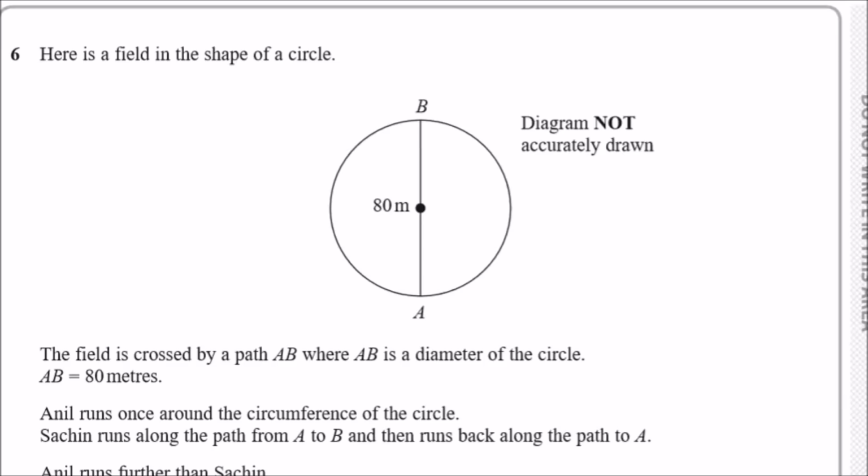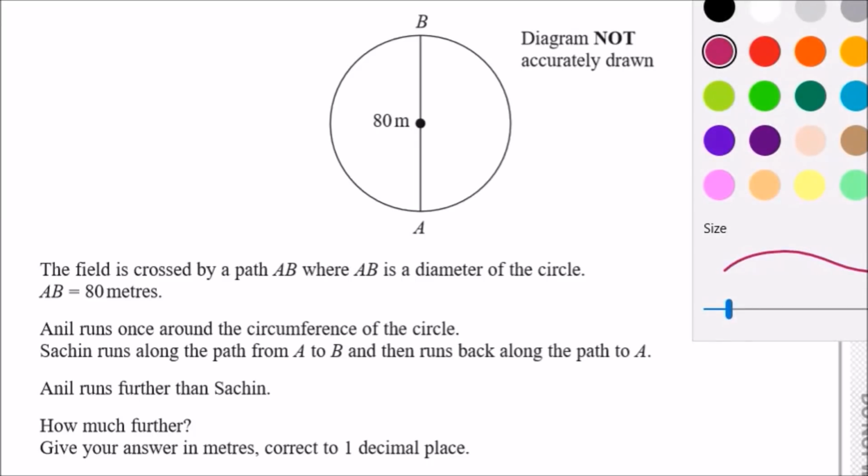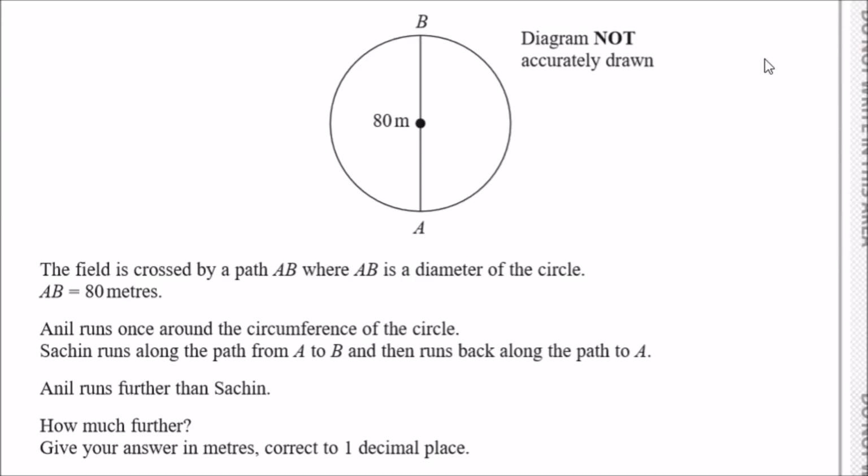Easy. All right, here we go. So number 6. So here is a field in the shape of a circle. Okay, so it looks like we got a standard circle with a line cutting through, and this would be the diameter since it cuts through the center, and it has a length of 80. This means the radius is always half the diameter. So let's just write it down, yeah? So radius is half the diameter, which is 40.